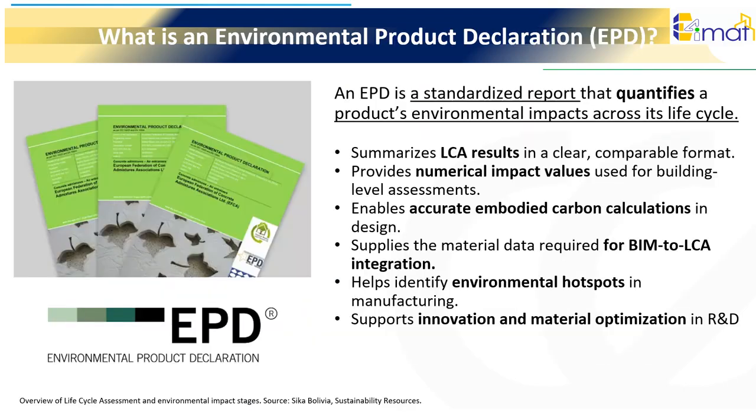Now that we understand the broader category of Type 3 labels, let's focus on what an Environmental Product Declaration, or EPD, provides in practice. An EPD is essentially a structured summary of a product's lifecycle impacts. It condenses a full lifecycle assessment into a format that is clear, comparable, and ready to use in building analysis.